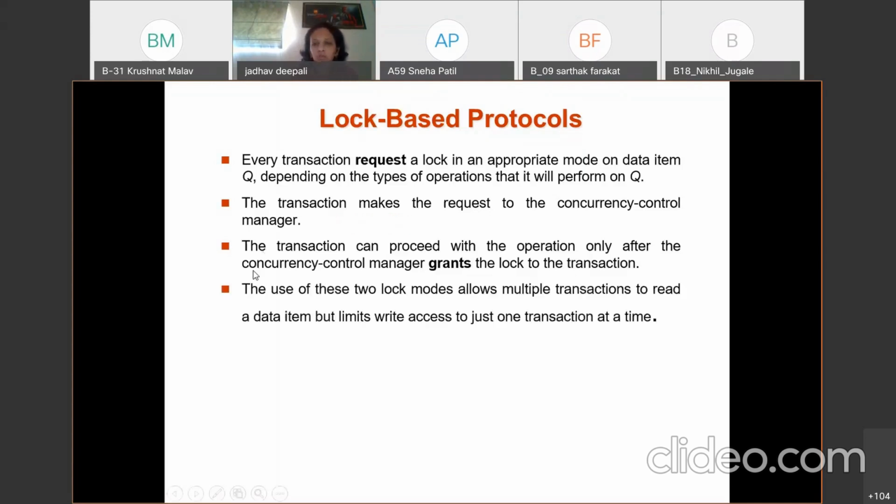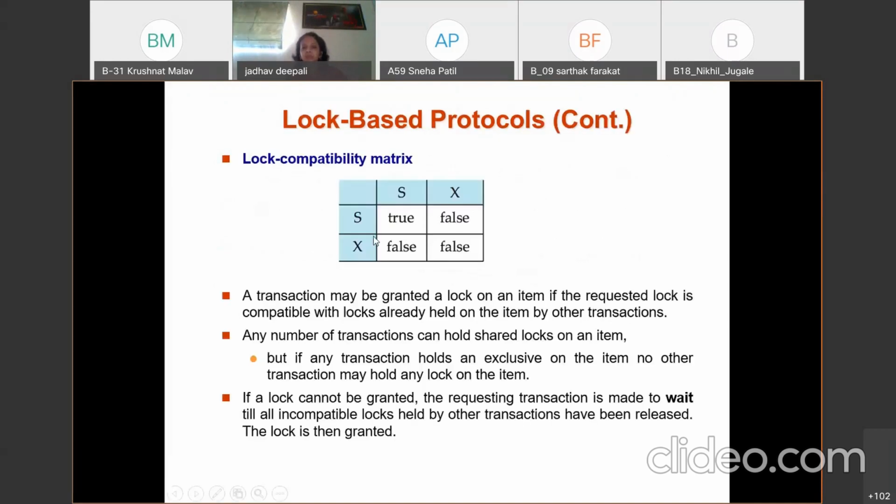Okay, so see, for the use of these two locks, first shared lock and exclusive lock, the concurrency control manager needs to check whether it is locked by another transaction. If it is not locked by any other transaction, that lock is directly granted. But if locked by another transaction in an incompatible mode, then the transaction needs to wait. Then the transaction needs to wait until the first transaction releases the lock. Okay, and therefore the compatibility matrix is very important.